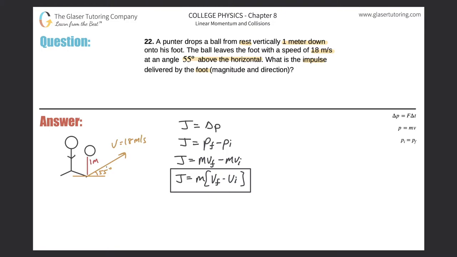That should make sense. What's the velocity as soon as the punter hits the ball? What's the velocity of the ball? It's going to be equal to the velocity of the free fall of 1 meter. All right. So let's first detail that.